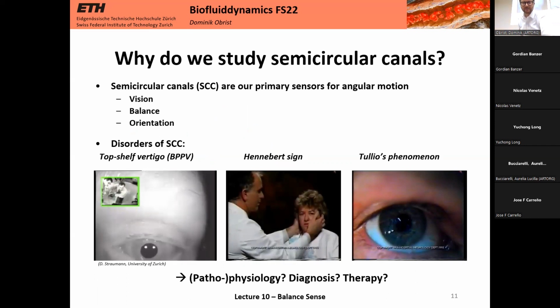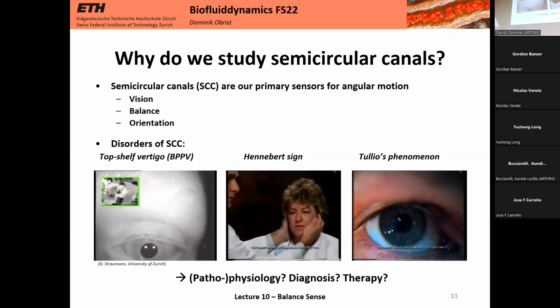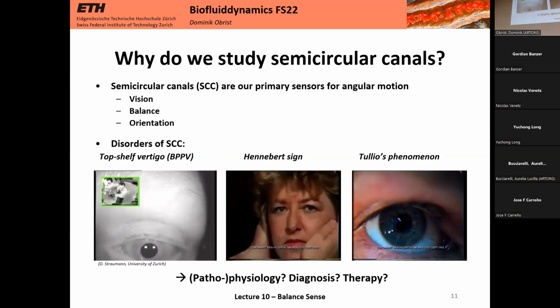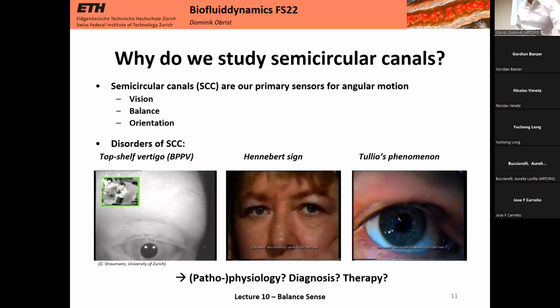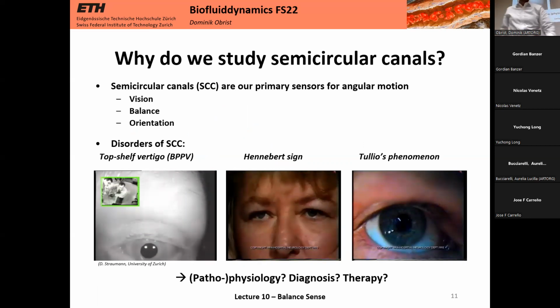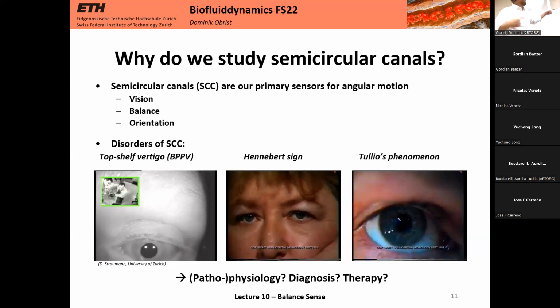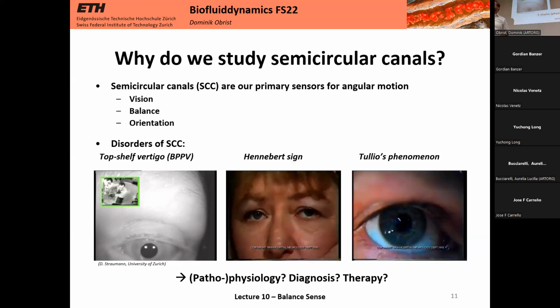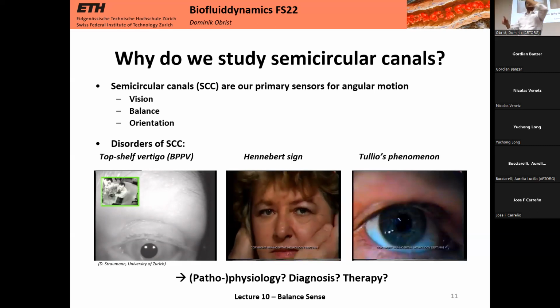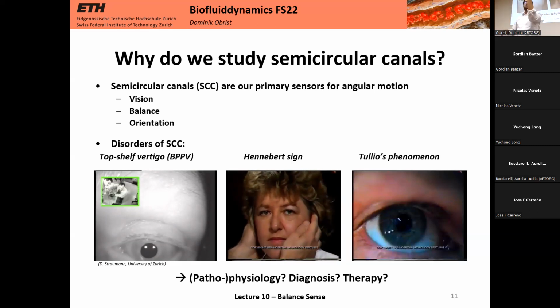Let's maybe go to this one. That's an interesting one. It's called the Hennebert sign. So the doctor is pushing onto the ears, just pushing like this, and the eyes start flickering. So what has happened is that whenever the doctor pushes onto the ears, that person has a sensation of spinning like that, and that's why the eyes are flickering.